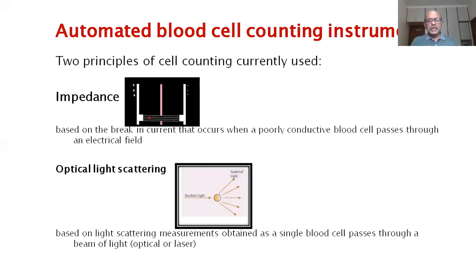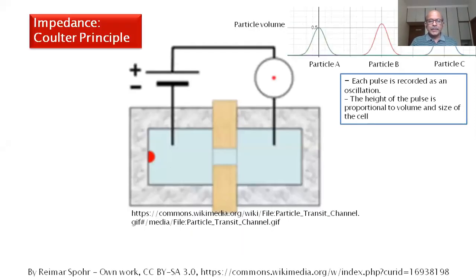The newer generation counter machines use the principle of optical light scattering, in which light falls on a single red blood cell, and the scatter of this light depends on the various qualities of the red blood cell, not just red blood cell, of various blood cells. Based on the quality of the scatter, you can define what exactly is the cell, what is the type of cell, as I will illustrate subsequently.